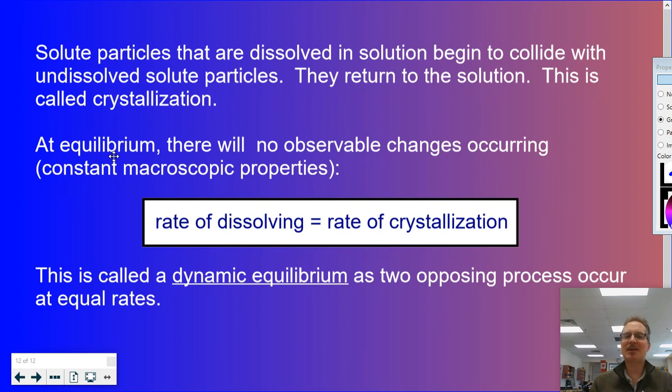Macroscopic means, can I see it with my eyeballs? And we don't see any changes. But we do know that the rate of dissolving into solution will be equal to the rate of crystallization. Anytime we have 2 opposite forces that occur at the same time, we say that they have dynamic equilibrium. So rate of dissolving is equal to rate of crystallization. Rate of evaporation is equal to the rate of condensation. That is a dynamic equilibrium.